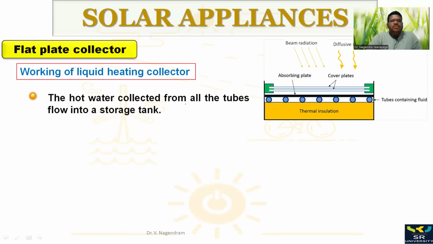So the hot water collected from all the tubes flows into a storage tank. Whatever hot water is collected will be stored in a hot water storage tank, which is insulated completely. Why we are storing this hot water is that during the daytime we will heat the water, and we require this hot water in the night times or in the early mornings. So for that we have to store this water for a period of time.